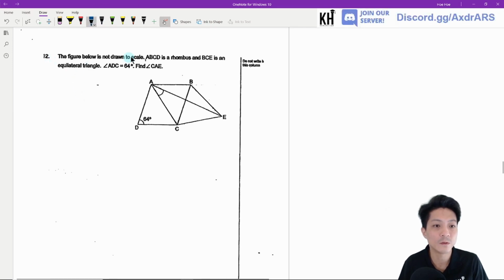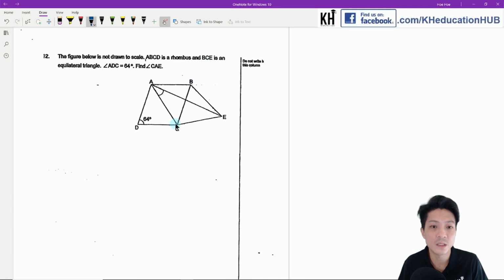Okay, question 12. The figure below is not drawn to scale. ABCD is a rhombus. BCE is an equilateral triangle. Angle ADC is 64. Find angle CAE. So I need to find this angle.